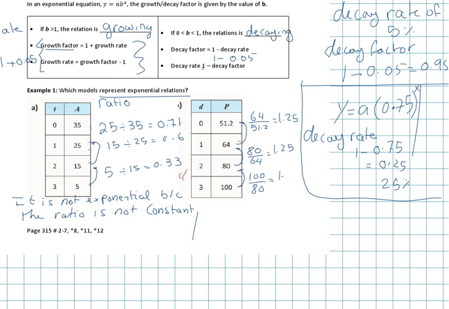It's constant. What's up, Eric? How come the first time we divided the bottom by the top, and now it's the top divided by the bottom? I'm always dividing the bottom by the top, so 25 divided by 35. Yeah, Eric.